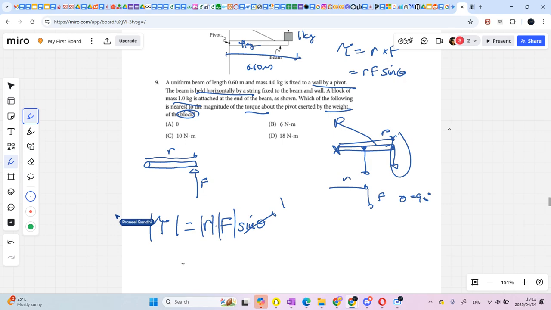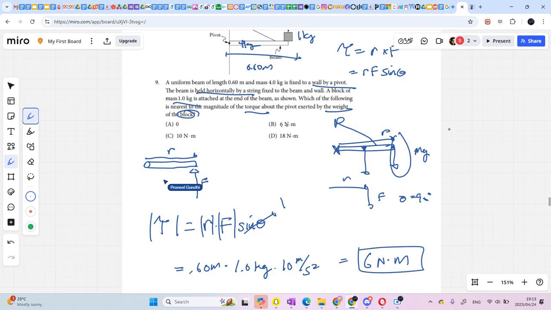90 degrees. So R, our lever arm, is 0.60 meters. And then our mass times our gravity is the force. So this is going to be mg, which is going to be 1 kilogram times the gravitational constant. So what's it going to get us? That's going to get us 6. The answer for that is going to be 6 Newton meters.